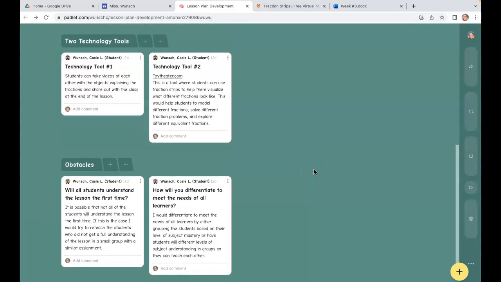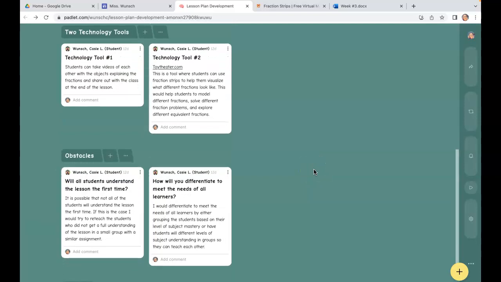So for the first technology tool, I said that students can take videos of each other with the objects explaining the fractions and share it with the class at the end of the lesson. I also found this cool website called toytheater.com. It's a tool where students can use fraction strips to help them visualize what different fractions look like. This would help students to model different fractions, solve different fraction problems, and explore different equivalent fractions.